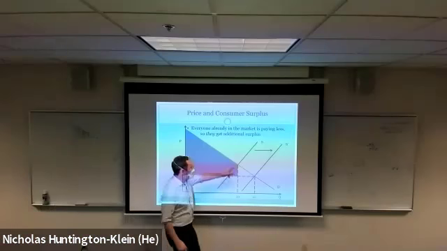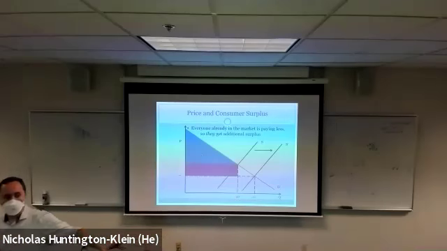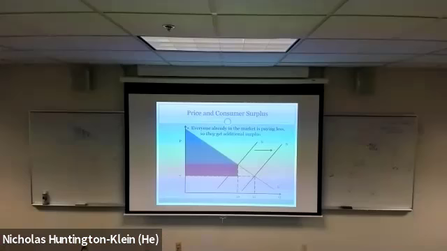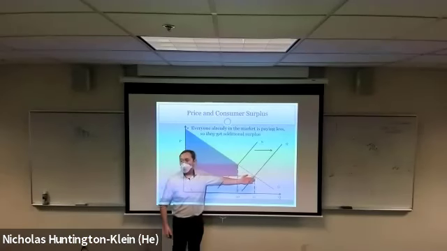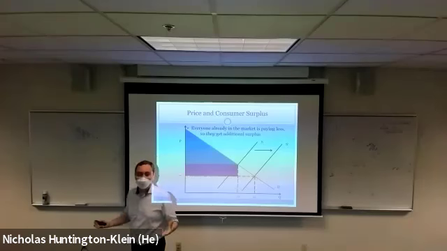But there's also this area over here. Anybody guess as to what that little triangle over there represents? Who are those people? Yeah. People that are going to buy more because the price dropped. Exactly. These are people who either were not buying before or are not buying as much. Right now they're going to buy more and they're going to get value from those units, right?